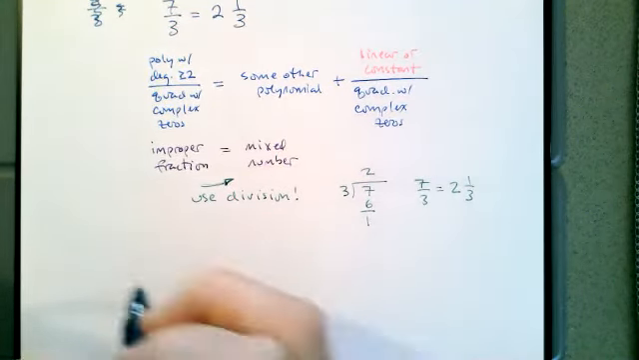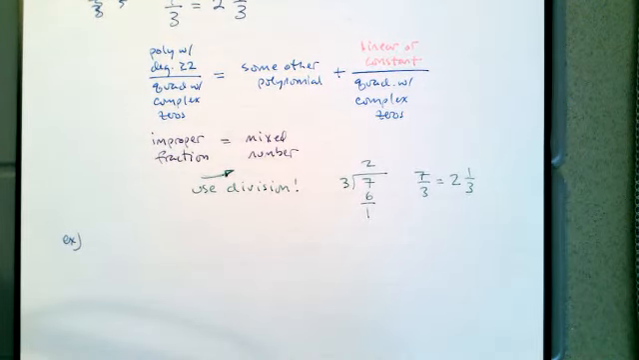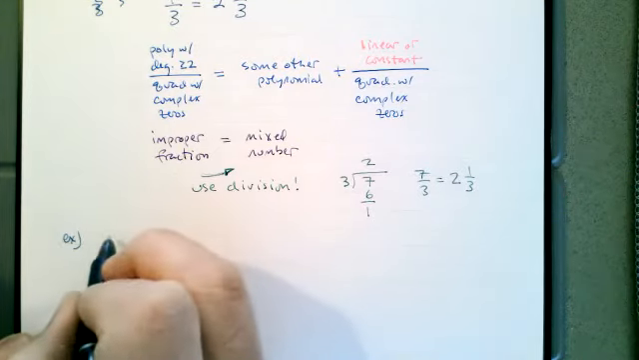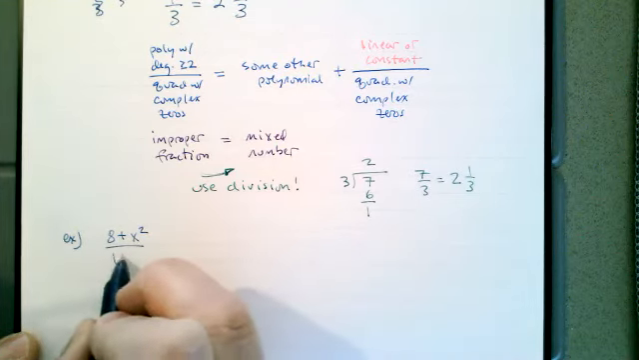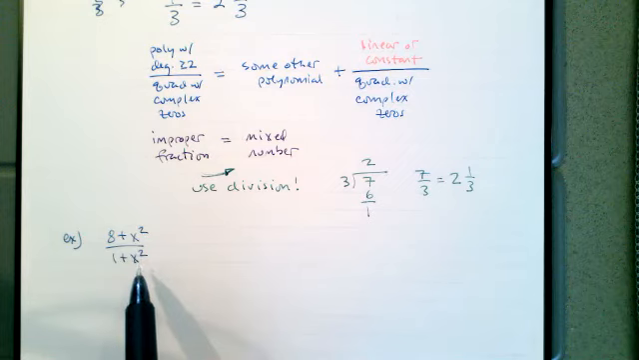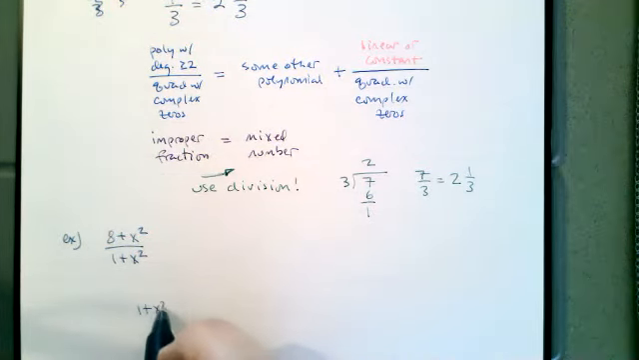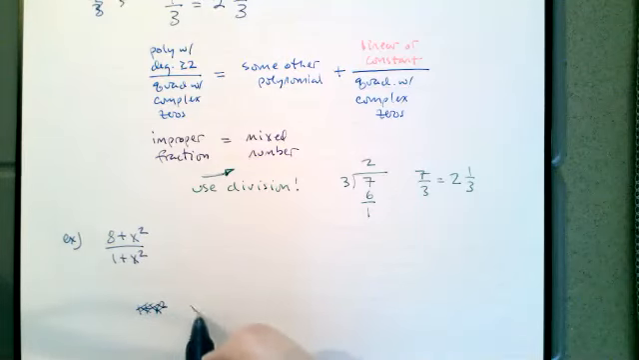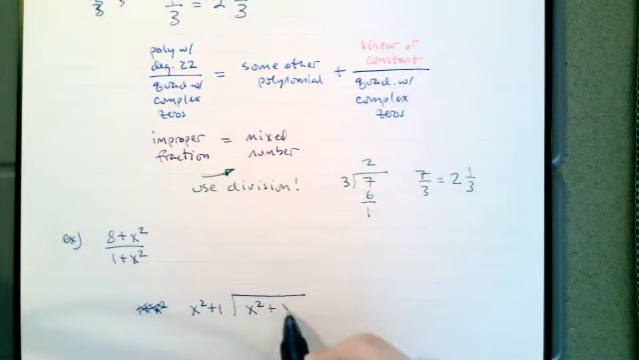So for example, let's take it out of the integration part. Let's suppose that we have a fraction that looks like 8 plus x squared over 1 plus x squared. The degree of the numerator is equal to that of the denominator. So we're going to use division. I'm going to take the 1 plus x squared. Well, I should write it in the normal order. And I'm going to divide that into x squared plus 8.